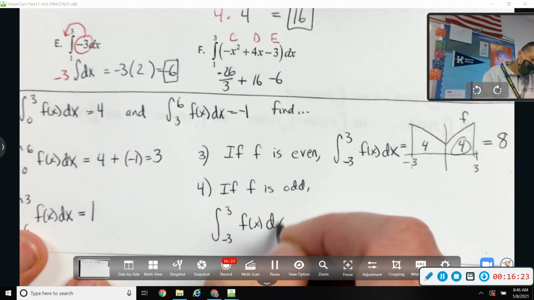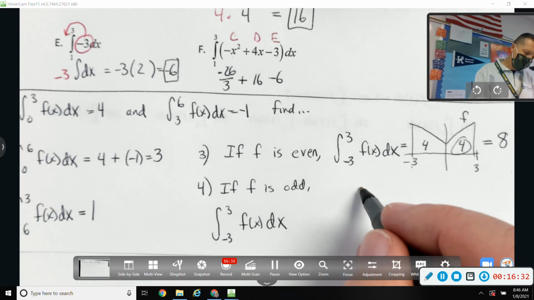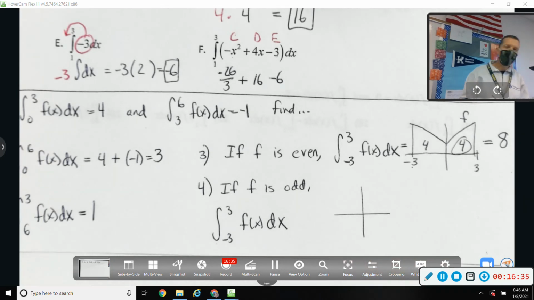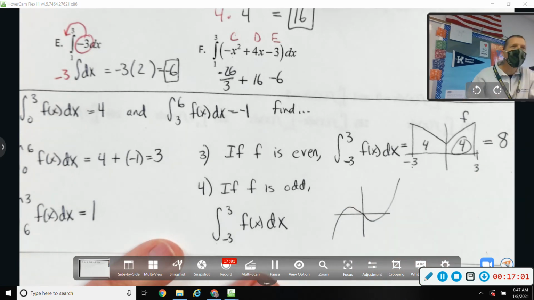Alright, now let's answer the same question if f is odd. If f is odd, -3 to 3. You remember what an odd function looks like? Or an example of an odd function? X cubed is odd. What makes it odd? Or what does the odd symmetry look like? Like this one, right? Yeah, you could write it like that. That would be an odd function.